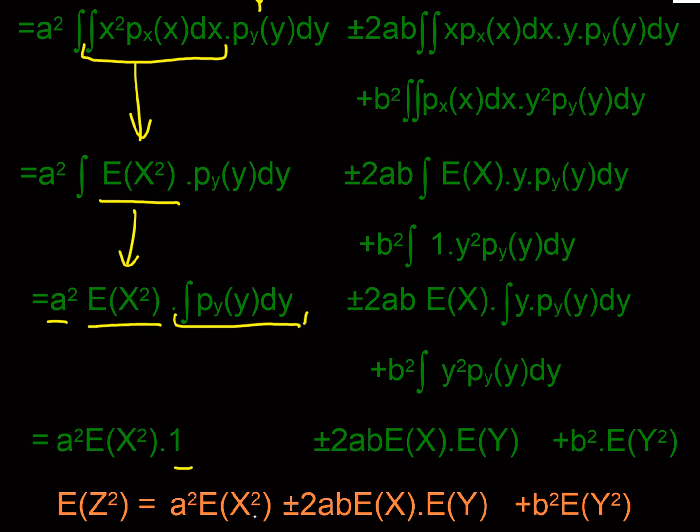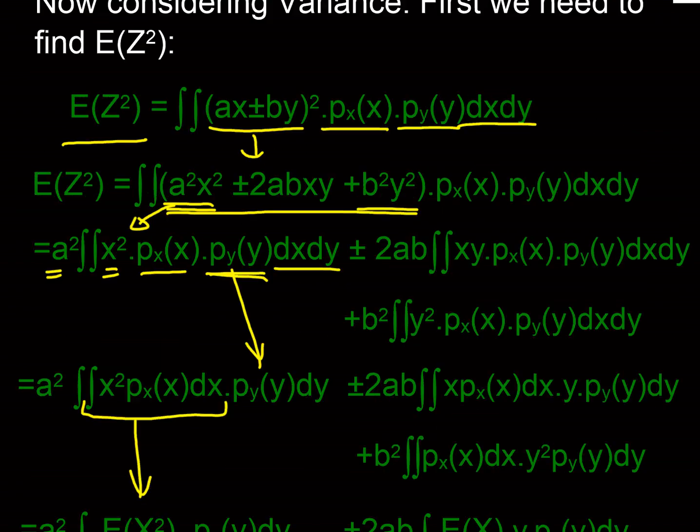And therefore our first integral simplifies to a squared times the expectation of x squared. That's our first term. Let's have a look at the middle term. Do that one in blue. So here our middle term was plus or minus 2abxy, and we're going to turn that into an integral here. Now our 2ab is a constant, our xy isn't a constant, so that stays inside our integral.